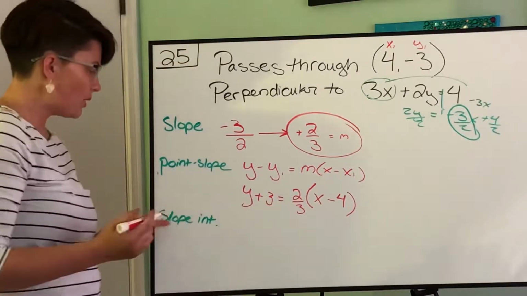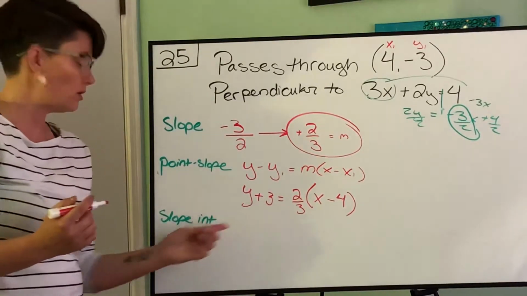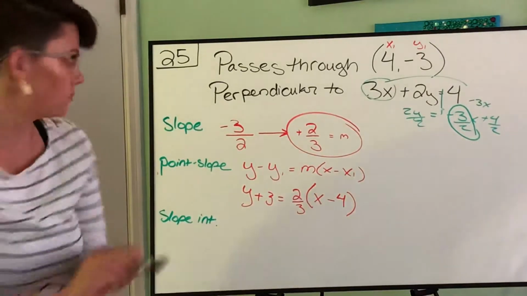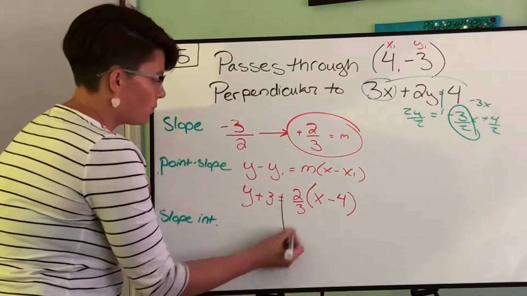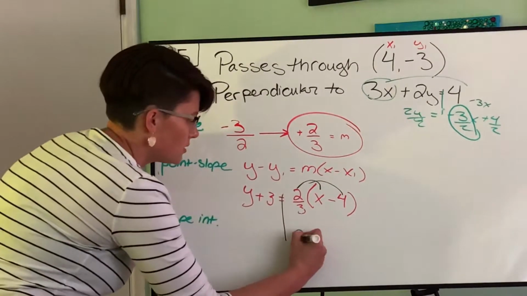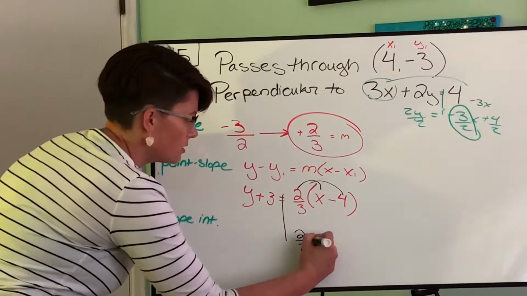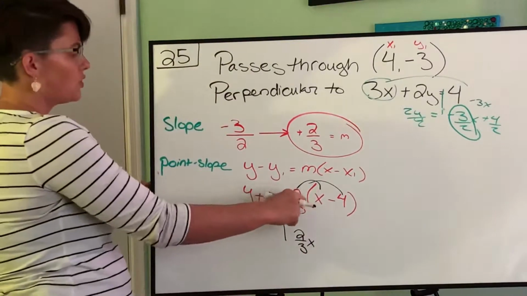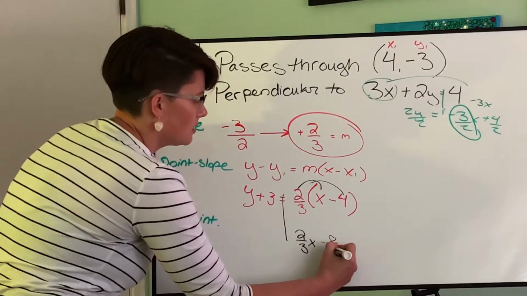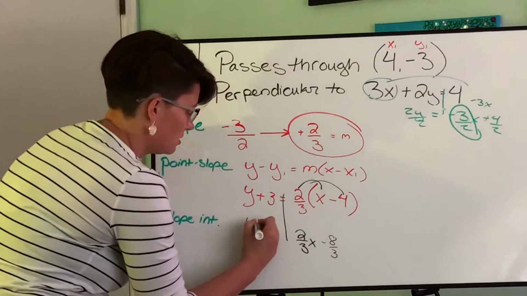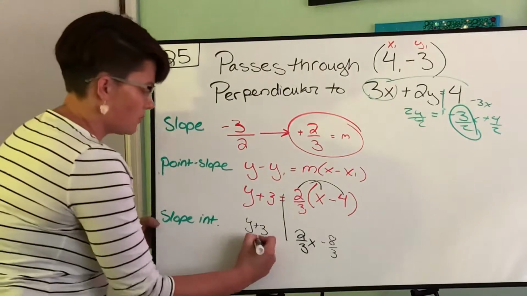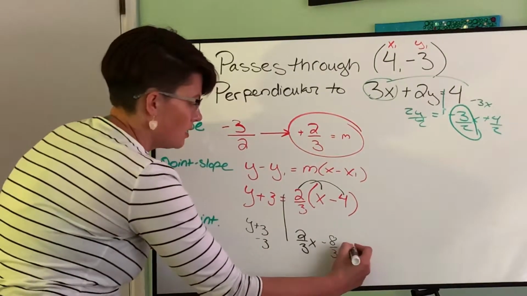Okay, now we just need to solve this equation for y to get it into slope-intercept form. So first thing we would want to do is distribute in our 2/3. So you get 2/3 x. 2 times 4 is 8, so we get minus 8/3. And then we have to move the 3 over, so we have to minus 3.